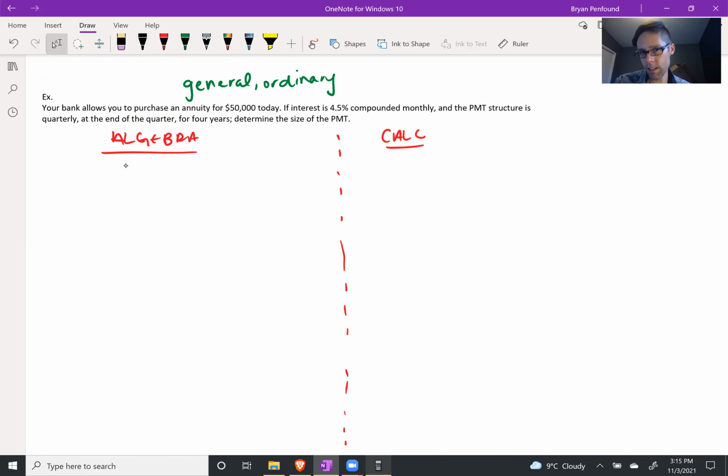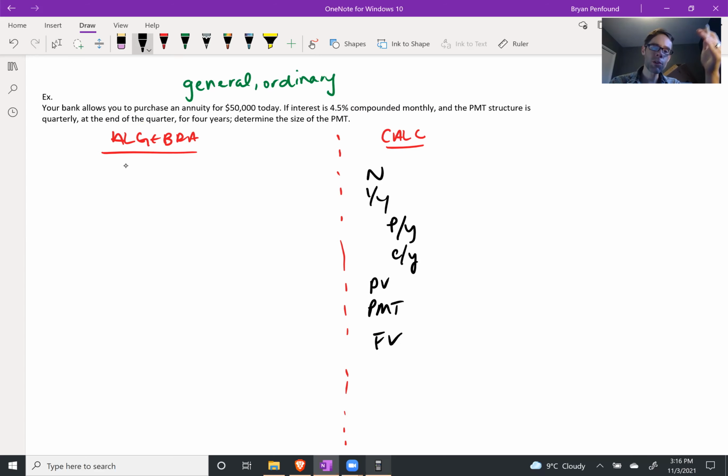And typically, if I was in your position in an online class, as soon as I see the word general with regards to annuity, I would go automatically to the calculator. So let's actually do the calculator part first. And then I'll show you how you could work through the algebra to verify your answer if that's something that you wanted to do, or if that was something that was asked for you.